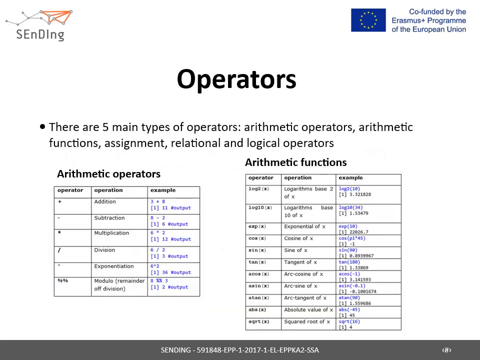There are 5 main types of operators: arithmetic operators, arithmetic functions, assignment, relational and logical operators. Below you can see a listing of each category's operators in tabular form. Arithmetic operators include regular operators for addition, subtraction, multiplication, division, exponentiation and modulo.